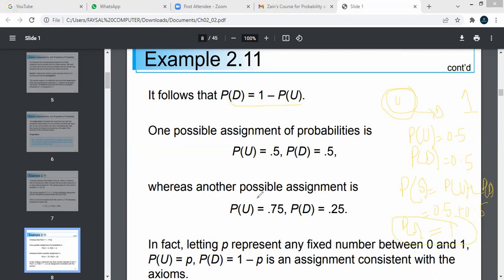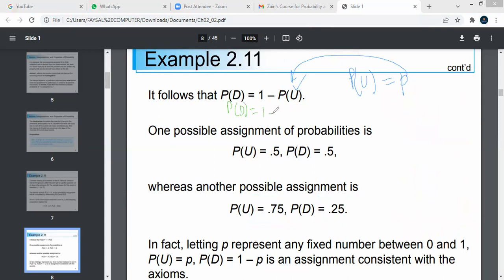This is one possible arrangement, where P(U) is 0.5 and P(D) is 0.5. Now the next arrangement is P(U) equals 0.75, and the second is 0.25. As we know, 0.75 plus 0.25 equals 1. In fact, the letter p reflects any fixed number between 0 and 1. So my probability of U, the probability of up, will be equal to p, and I put this value here. The probability of down will be equal to 1 minus p.